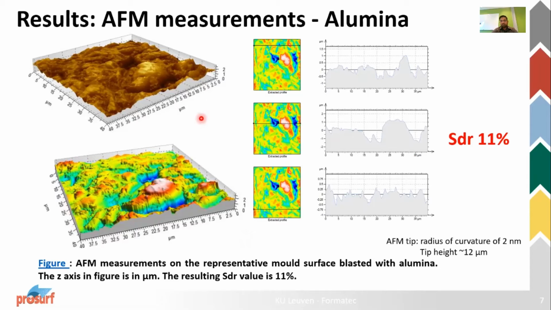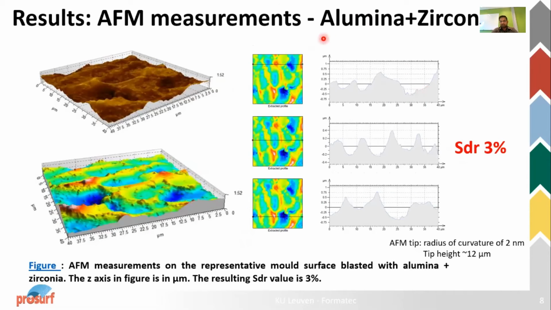First we did measurements with AFM on the mold which was only blasted with alumina particles. Here we can see that the SDR value was around 11%. In a given sampling length, I will also show for the second part in the next slide, we have more peaks and also sharper peaks. But when we did two-step blasting, the SDR value reduces to only 3%.